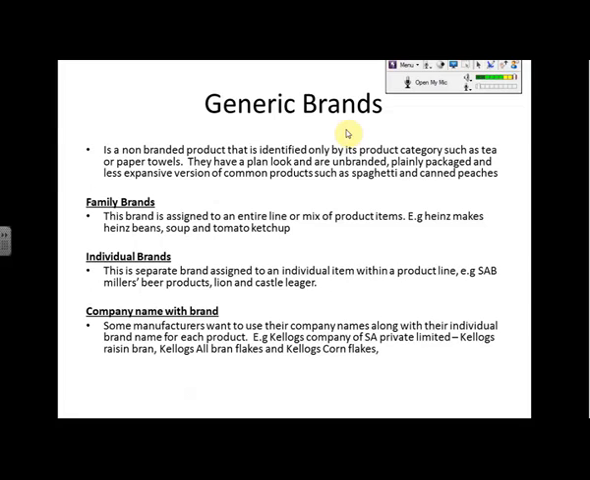Okay, and then we have what are known as company name with brand. Some manufacturers want to use their company names along with other individual brand name for each product. For example, Kellogg's are very good at that. Every Kellogg product carries the name what? Kellogg. And then they then give it its own individual brand name. Like, for example, it becomes Kellogg's Raisin Bran, or Kellogg's All Bran Flakes, or Kellogg's Corn Flakes.